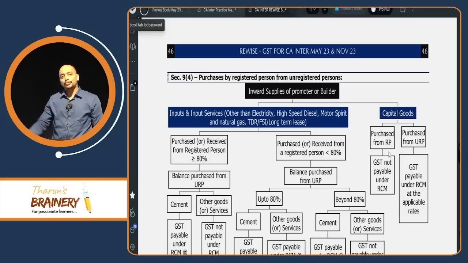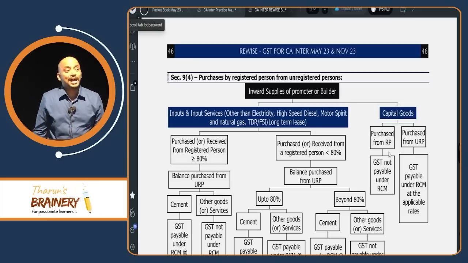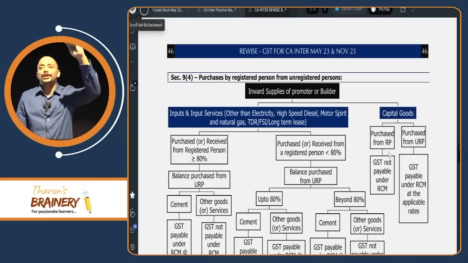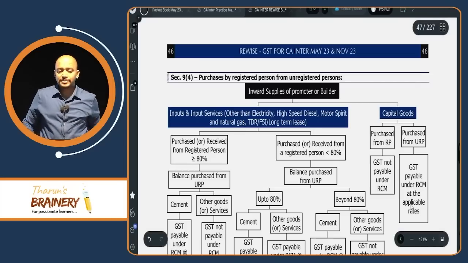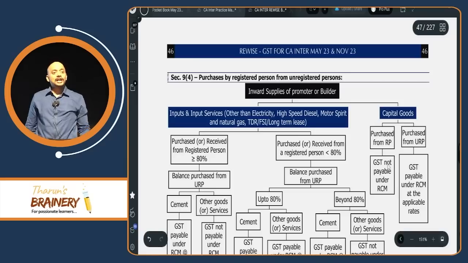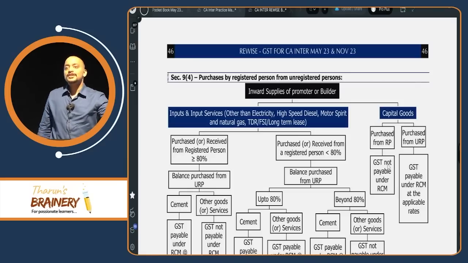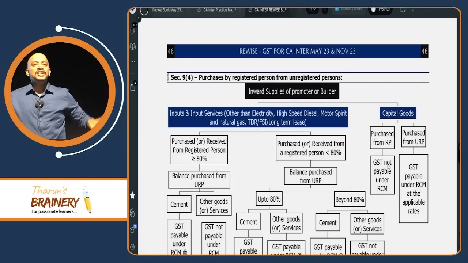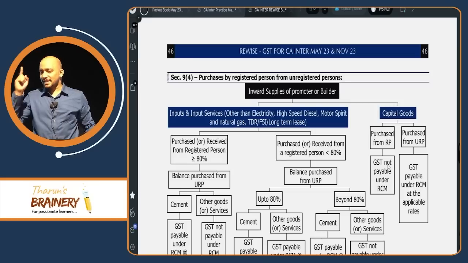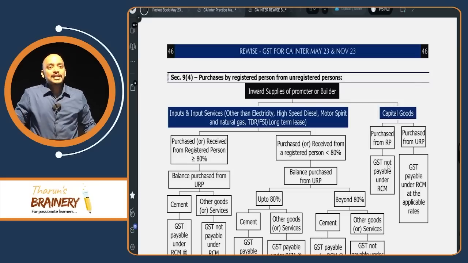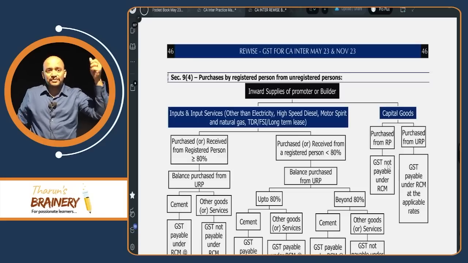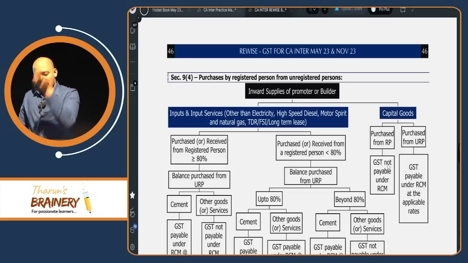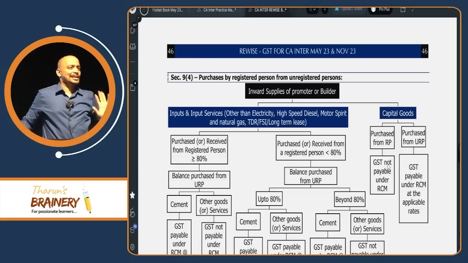Now what will the promoter or builder logically try to do? They will buy from an unregistered person to reduce their cost, correct? But because of this, what is the disadvantage to the government? Loss of revenue to the government. So that's why they are saying, if a promoter or builder is making purchases from an unregistered person, then they will not pay GST to the supplier, correct? So that will not be revenue to the government. So they are asking the recipient to pay GST under RCM.